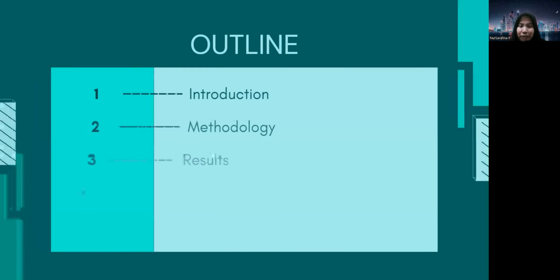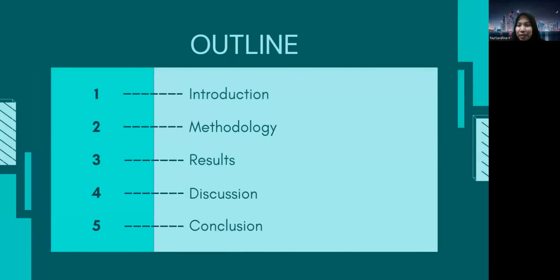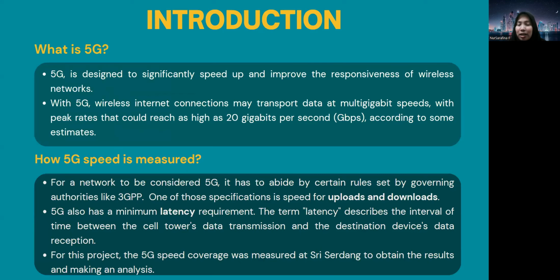So this is the outline of what is contained in our presentation: introduction, methodology, result and discussion, and conclusion. For the introduction, let me explain what 5G is. 5G is designed to significantly speed up and improve our network. With 5G, our internet connection may transport data at multi-gigabit speed, with a bit rate that could reach as high as 20 gigabit per second.